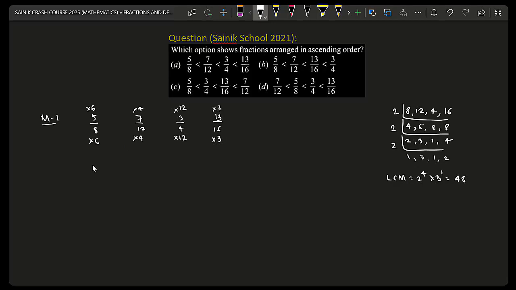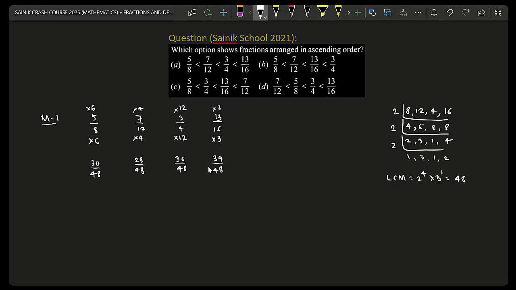So what is this first one? 30 divided by 48. 28 divided by 48. Next, 36 divided by 48. Next, 39 divided by 48. Okay, if denominators are equal, what we can say about the relation between numerator and the fraction value?